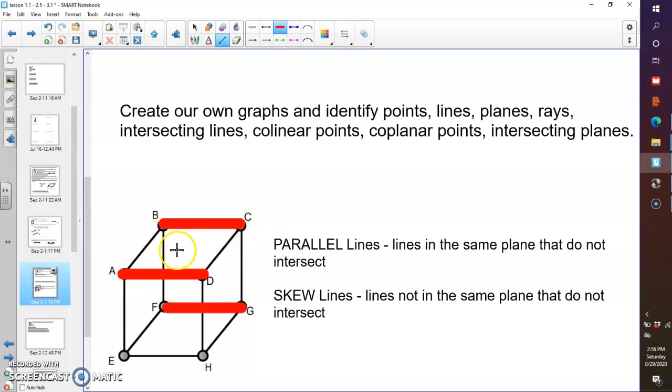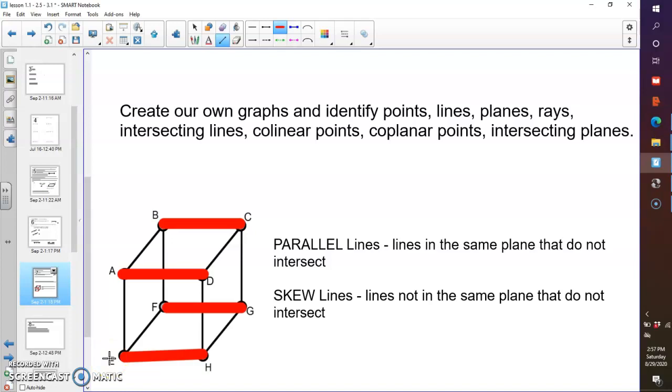But it's on the same plane as them. ABCD is the same plane, and these two lines are on that same plane. That makes them parallel. FG is on the plane of BCGF, but they don't intersect, so they are parallel. We also have one more line, EH. Even though you don't see it, technically I could draw a plane between BCHE. It would be like a diagonal slice going through the box. And therefore, those three lines are parallel to BC.